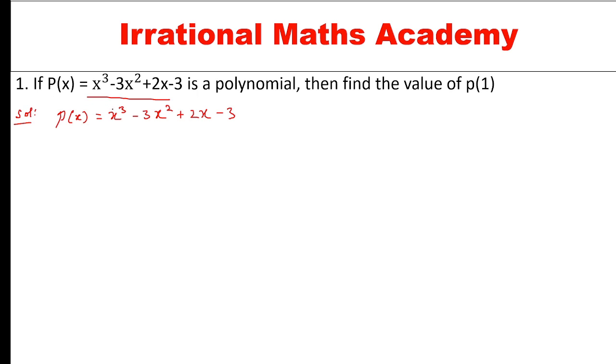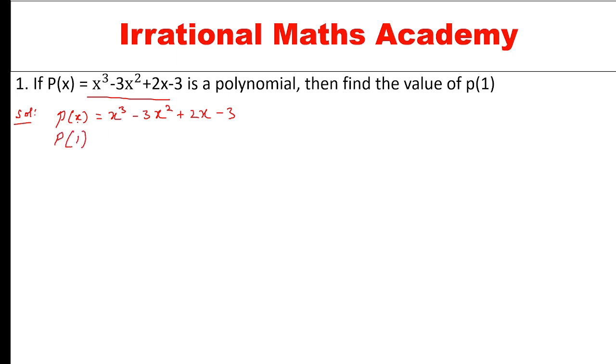In some cases, if p of x is not given, then you write down p of x or f of x, whatever you want to write. You want to represent a polynomial, so write down p of x or g of x or f of x, whatever you want. If it is given, just note down the same thing. Now here in place of x, we are supposed to substitute the value 1.